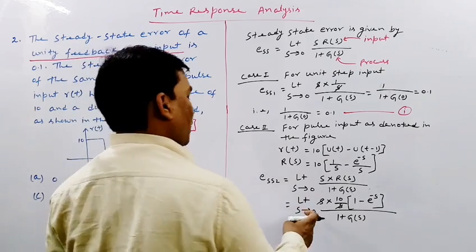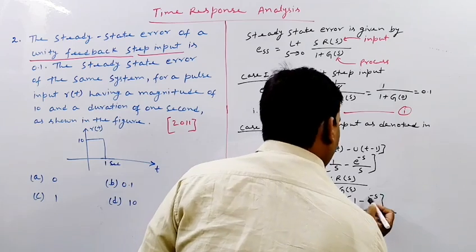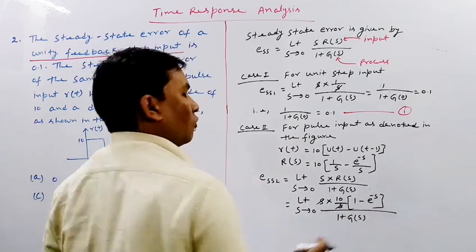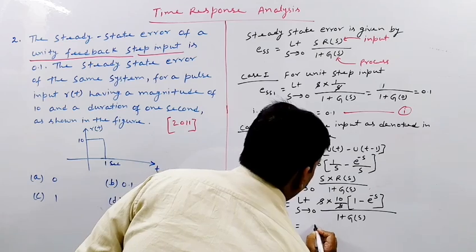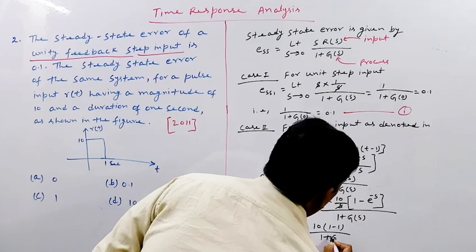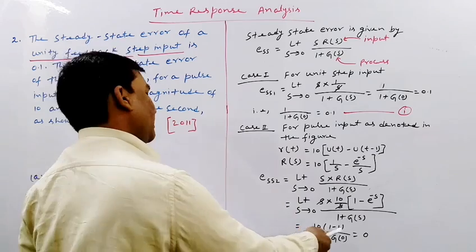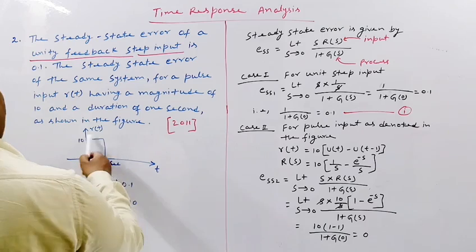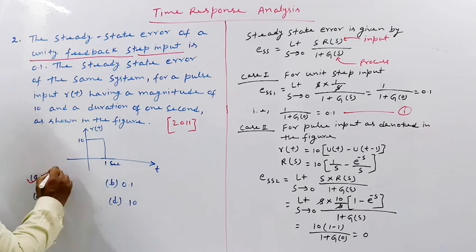Now if we put the value of s as 0, then this term will be e to the power 0, and anything to the power 0 is 1. So now we can write 10 into 1 minus 1 divided by 1 plus G(0). It will be 0 only, because the numerator is 0. So how much error will be due to this pulse input? The error will be 0. So which option is correct? Option number A is correct.